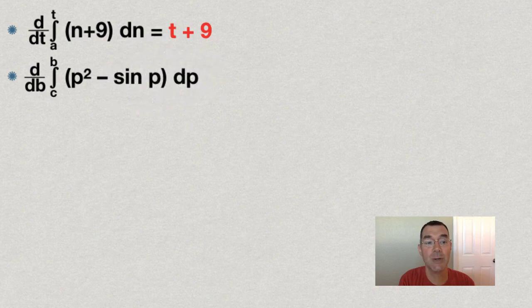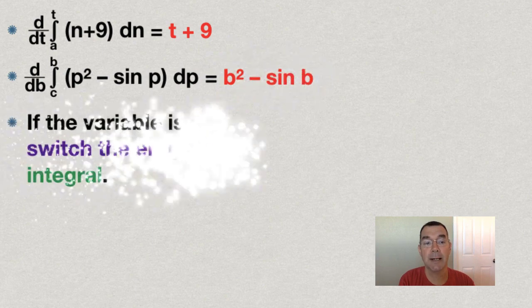All right, in this situation here, I've got the derivative with respect to b of the integral, or the antiderivative, from constant c to variable b of p squared minus sine p dp. Well, what I can do again is I can rewrite the expression in parentheses using variable b instead of variable p, and I'll get b squared minus sine b.